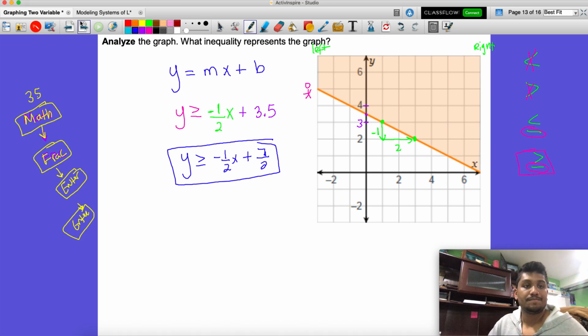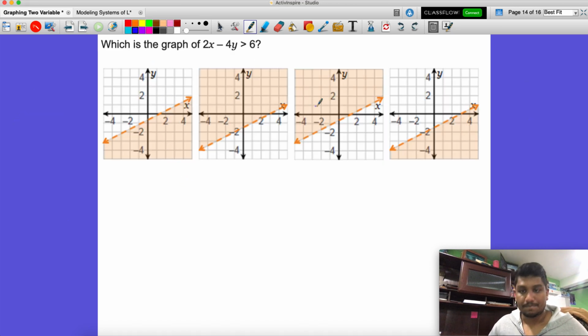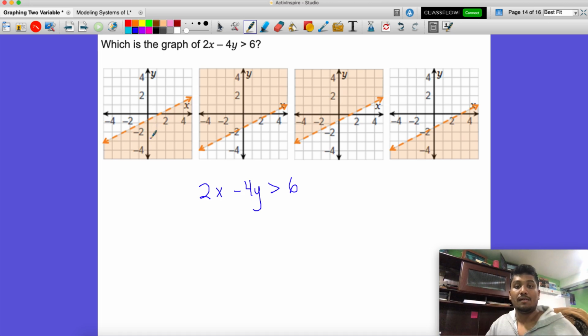All right, let's see if we have time for one more. I think we have time for one more, right? Okay, so what is the graph of 2x minus 4y is greater than 6? Here we're given 4 different types of graphs, and our job is just to figure out which one.